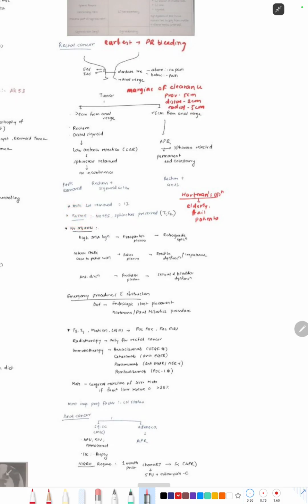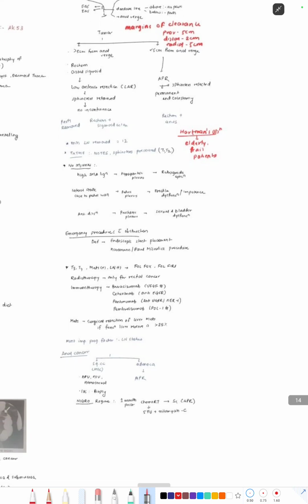Then there is another modality called TAMIS, that is, transanal minimally invasive surgery, and total mesorectal excision. There is also the NOTES procedure, and it is done for T1, T2 tumors, where the sphincters are preserved. Similarly, for elderly or frail patients, Hartmann's procedure is done. Then the nerve injuries: with high IMA ligation, the hypogastric nerves get involved, which will lead to retrograde ejaculation. Lateral stalk and pelvic plexus involvement will lead to erectile dysfunction or impotence. Anterior dissection will lead to prostatic plexus damage and sexual and bladder dysfunction. Not so important. In emergency procedures with obstruction, endoscopic stent placement or Hartmann's procedure is done.